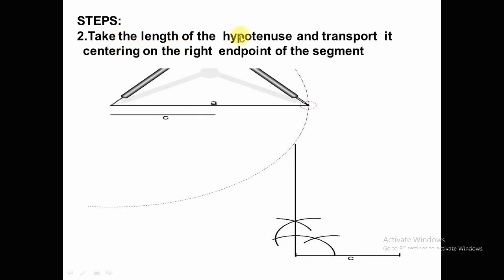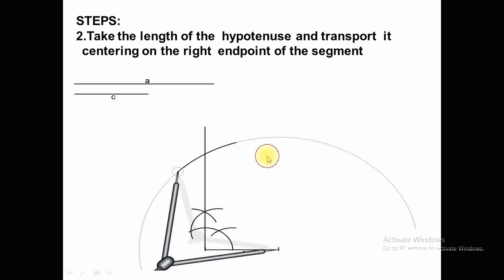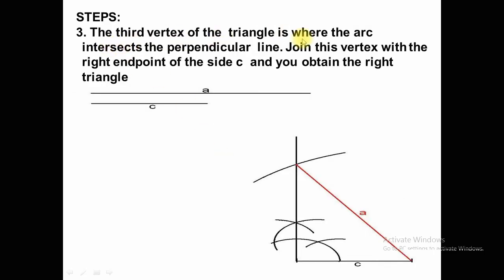Now take the length of the hypotenuse and transport it centering on the right endpoint of the segment. Open the compass about the length of the hypotenuse, and now put the compass at this point and draw this arc. This is the required vertex of the right angle triangle. Now the third vertex of the triangle is where the arc intersects the perpendicular bisector. Join this vertex with the right end point of the side C, you see over here, and you obtain the right angle triangle.